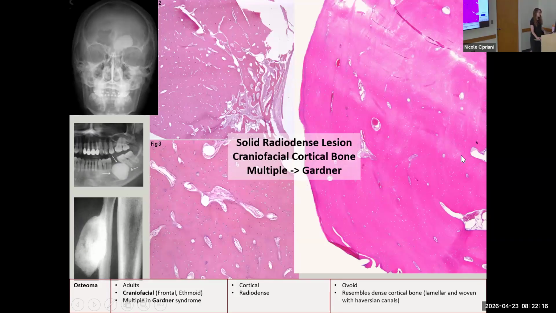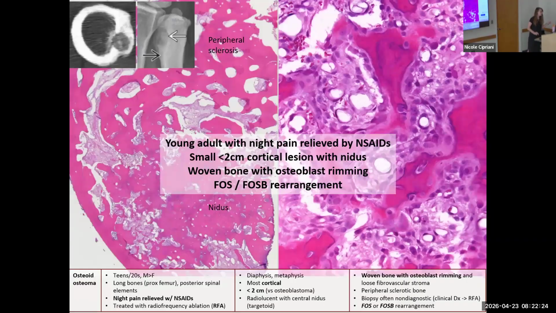If multiple, think about Gardner syndrome. Otherwise, not too much to say about osteoma. They can occur in craniofacial bones and other sites. Osteoid osteoma, classic clinical syndrome of a young adult, night pain, relieved with NSAIDs like ibuprofen.